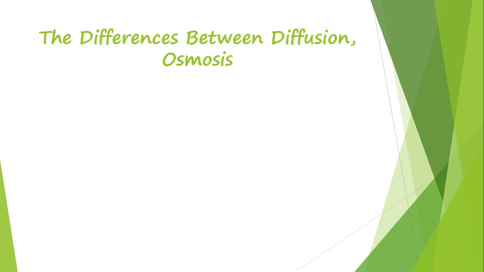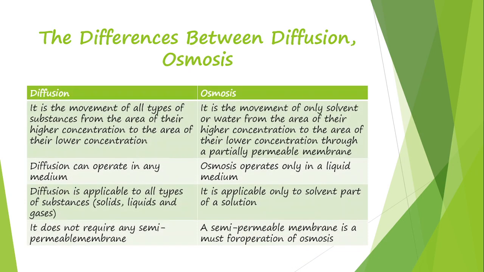Now let's see the differences between diffusion and osmosis. So here are some of them. Here we have a table that shows the difference between these two. This side is diffusion, the other side is osmosis. In diffusion, this is the movement of all types of substances from the area of their high concentration to the area of their low concentration. While osmosis is simply the movement of only the solvent, or water, from the area of higher concentration to the area of low concentration through a partially permeable membrane.